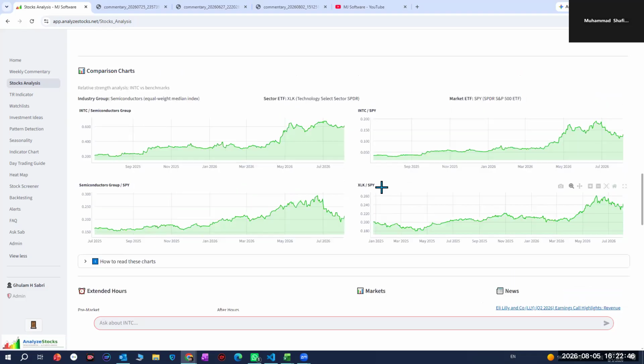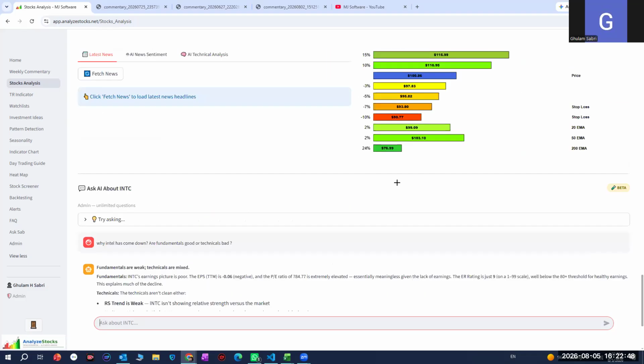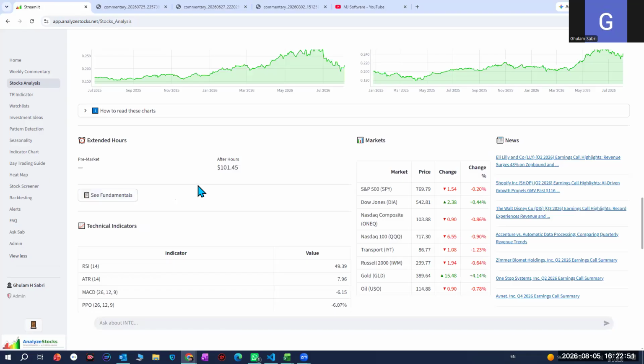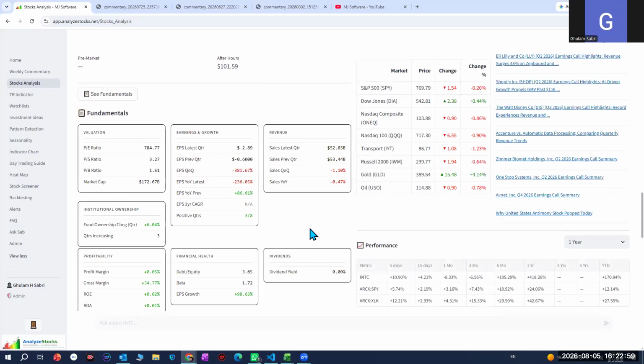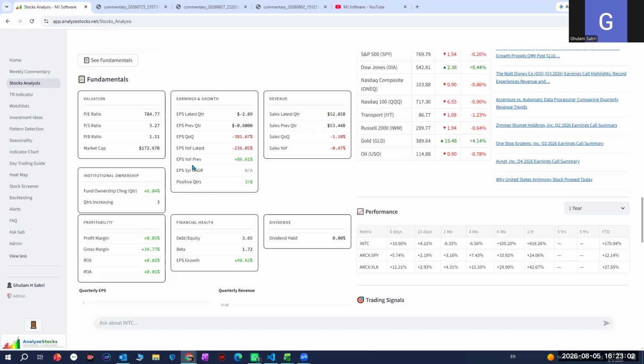Okay, so hopefully that answered the question. Now we have a fundamental section here as well. Let's see some fundamentals of Intel. What it is saying is that although compared to previously EPS has gone up, look at its profit margin, just 0.05%. And its sales has come down this quarter. Its year-to-year basis has also come down. And last year EPS was negative last quarter, minus 2.89. So it's still not profitable for the last 1 year at least. This is what it said.